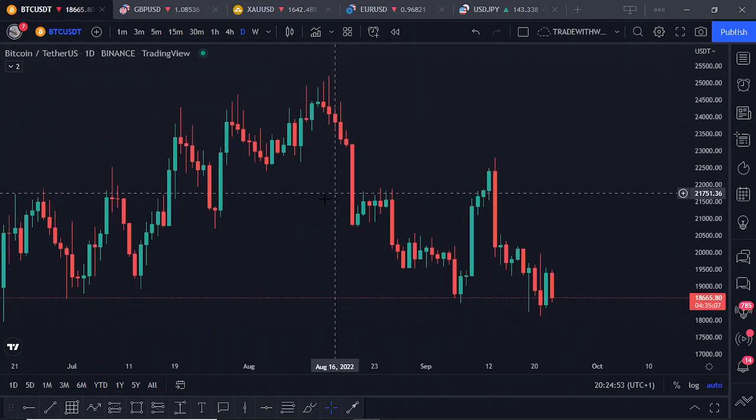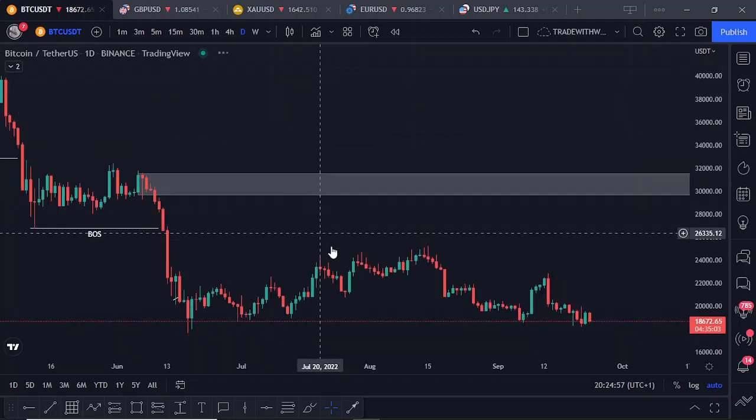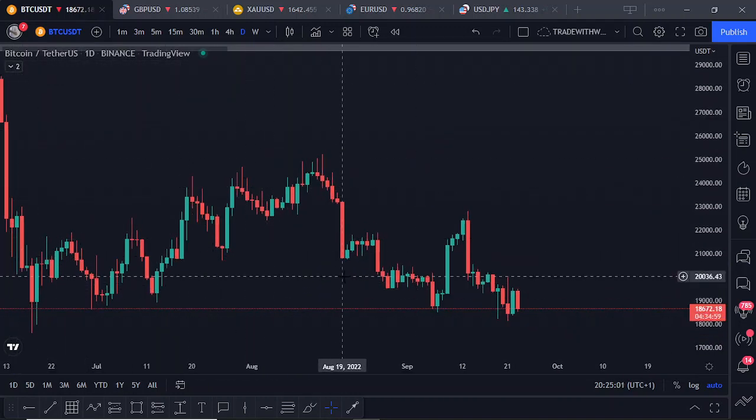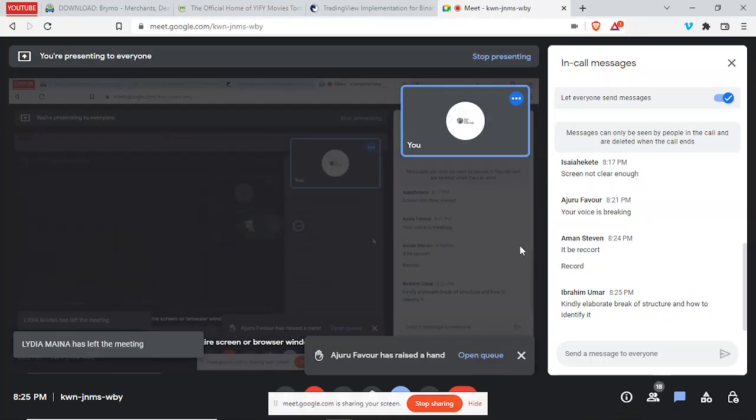What do we want to do now? We still want to sell, right? Still want to sell because we are bearish on the weekly time frame, and then looking at this daily after this range, it is also still looking very, very bearish.